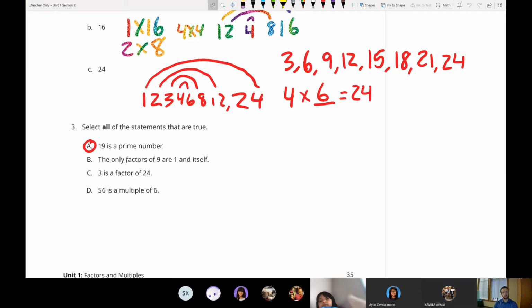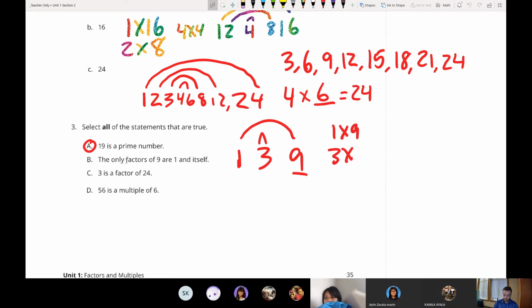Is 9 a prime number? Yes. If we look at the factor pairs, we have 1 and 9. We could try 2, but 9 is an odd number, so no even number is going to go into 9, right? We can't skip count by an even number and land on an odd number. So we could try 3. Can you multiply 3 by something to get 9? 3 times 3. Yeah, so we have 1 times 9 and 3 times 3.